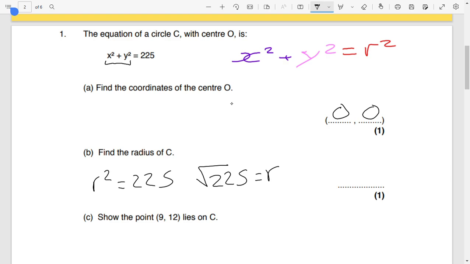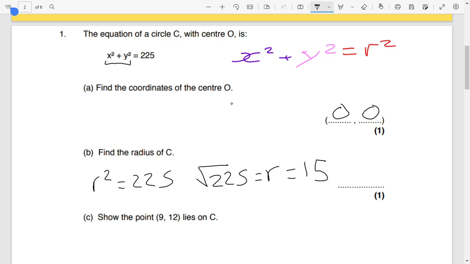I'm just going to get my calculator out. Actually, haven't prepped it yet. Square root of 225. Maybe I should know this off the top of my head, but I do not. So the square root of 225 is 15. Okay, so that's 15. Now, show the point 9, 12 lies on C.